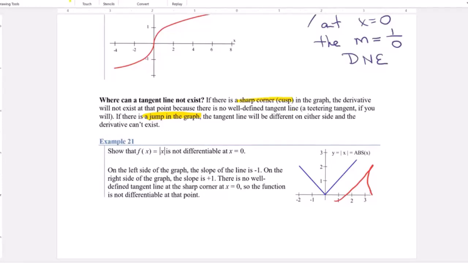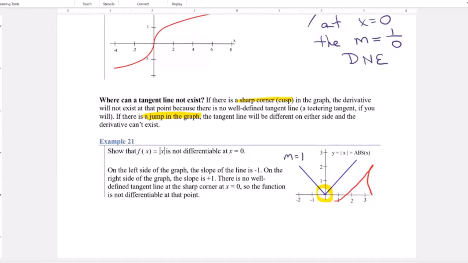And okay, this is the last problem. It just says, show that f of x equals the absolute value of x is not differentiable at x equals 0. So that's right here, right? I'm just going to read it to you, and then I'll explain it if it doesn't sound clear. On the left side of the graph, the slope of the line is -1. That makes sense.